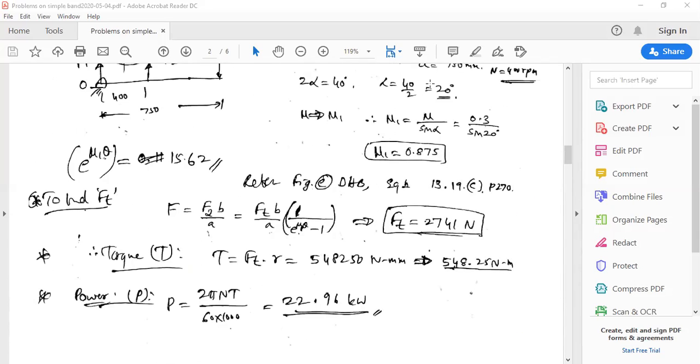So I conclude the session now. In the next session, I will take one more example with respect to the same case, a simple band case.